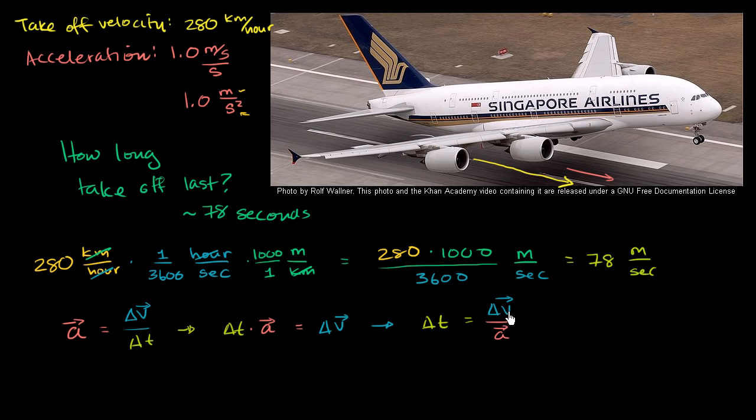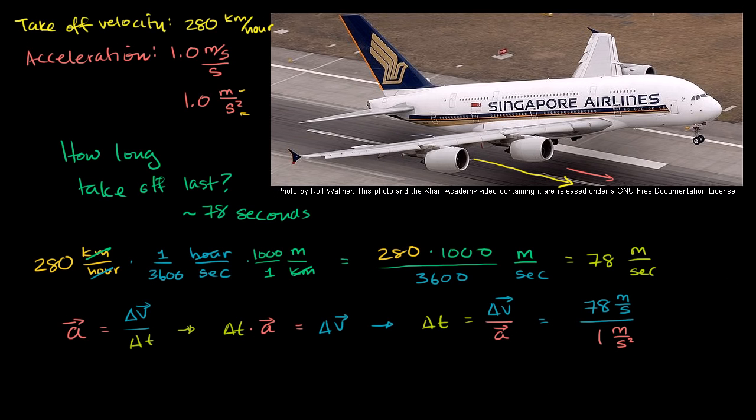And in this situation, what is our change in velocity? Well, we're assuming we're starting off with a velocity of 0 meters per second, and we're getting up to 78 meters per second. So our change in velocity is 78 meters per second. I'm taking the final velocity, 78 meters per second, and subtracting from that the initial velocity, which is 0 meters per second, and you just get this. Divided by the acceleration, 1 meter per second squared.